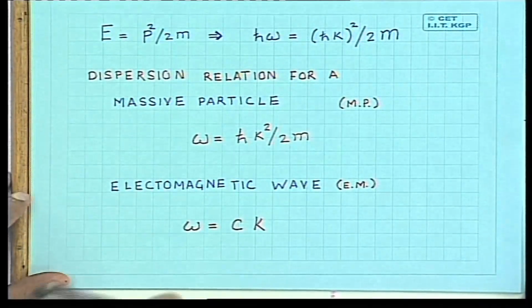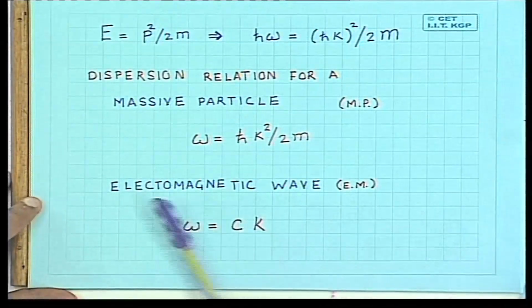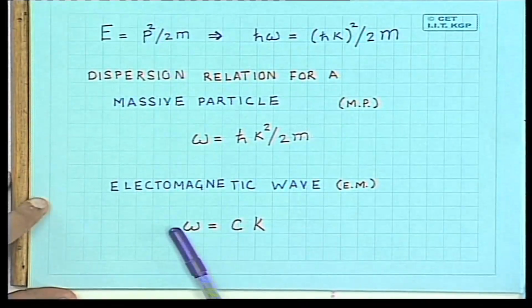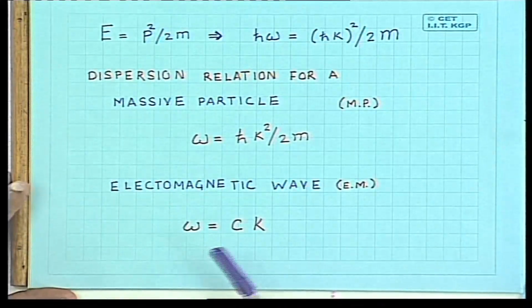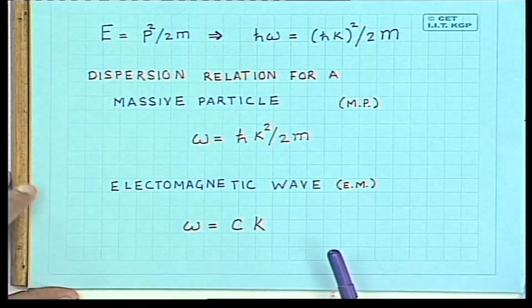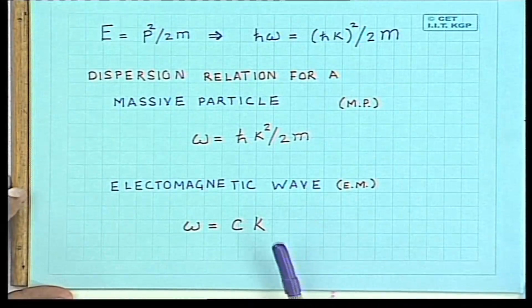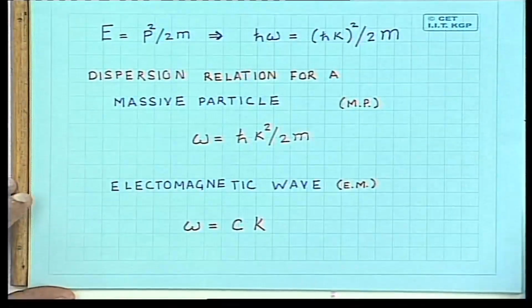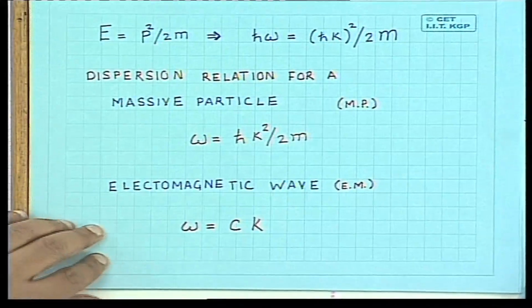Let me remind you, in case you have forgotten, what was the dispersion relation for an electromagnetic wave. For the electromagnetic wave, omega is equal to ck. It's a simple linear relation between the angular frequency and the wave number, where c is the speed of light. So note the difference between the two different dispersion relations. What is the consequence of this difference between the dispersion relations?